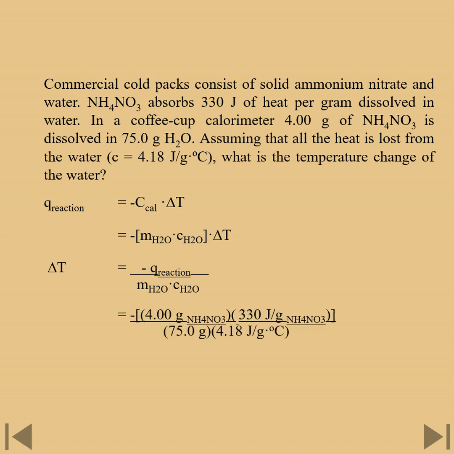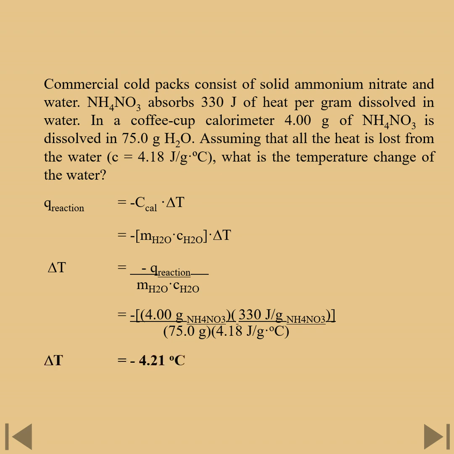Q of the reaction is what? Well, we have 4 grams of ammonium nitrate at 330 joules per gram. So I'm going to go ahead and multiply those. Do note how the grams cancel to give us the units of joules. Lowercase m, the mass of the water. Lowercase c, the specific heat of the water. So we have everything.